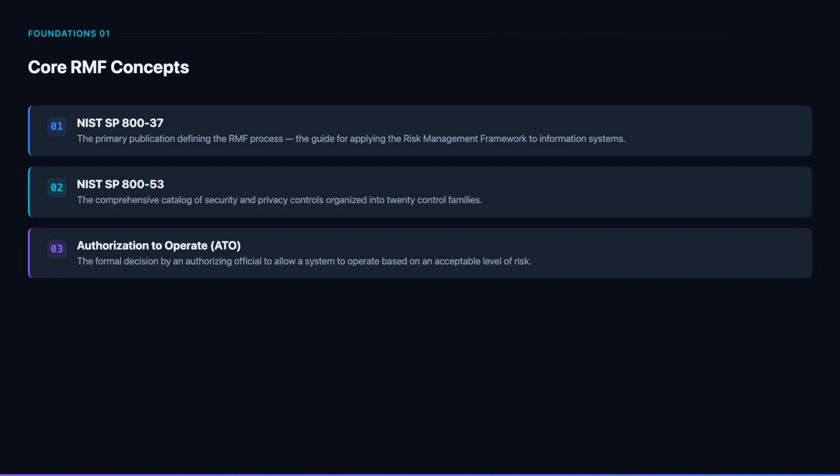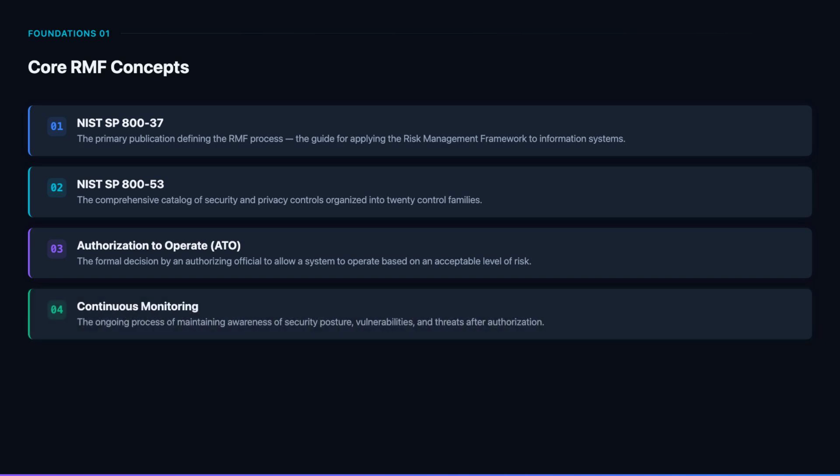are properly implemented. Continuous monitoring is the ongoing process that maintains awareness of an organization's security posture after a system receives its ATO. It includes monitoring system changes, conducting ongoing assessments, reporting security status, and making risk-based decisions about continued authorization. This is what makes the RMF a living, continuous process rather than a one-time exercise.